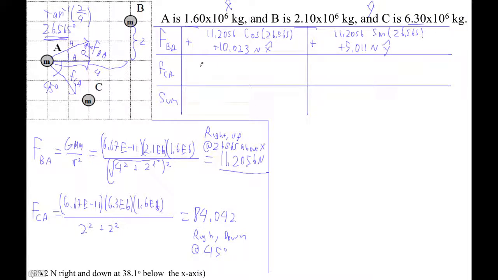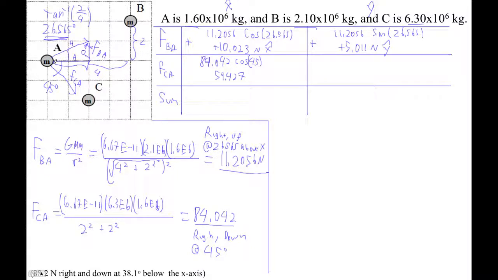Okay, let's find FCA. That magnitude is this, right? So C is, let's see, 84.042. That's a 4. And then I'm going to go cos 45. Okay, so let's grab that number. Boom. Cos 45. 59.427.